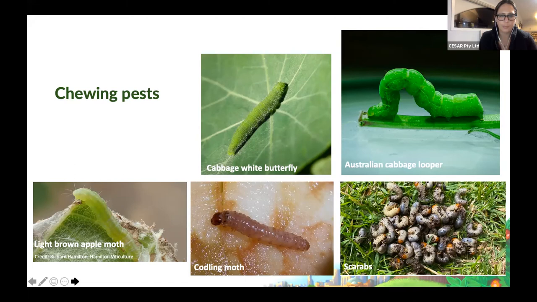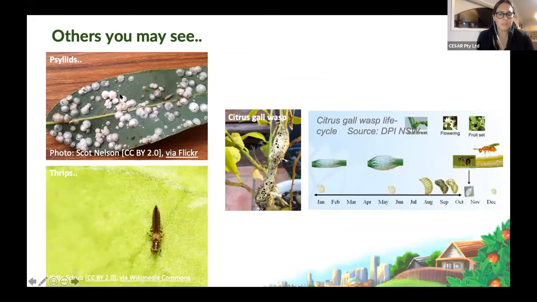And some others that you might see, psyllids up the top here, and the casings that the nymph of the psyllid produces is called a lerp. And you can see the adult here on this leaf. We've got lots of different psyllids in Australia. The video that we showed at the start was an ABC case study of one called tomato potato psyllid.